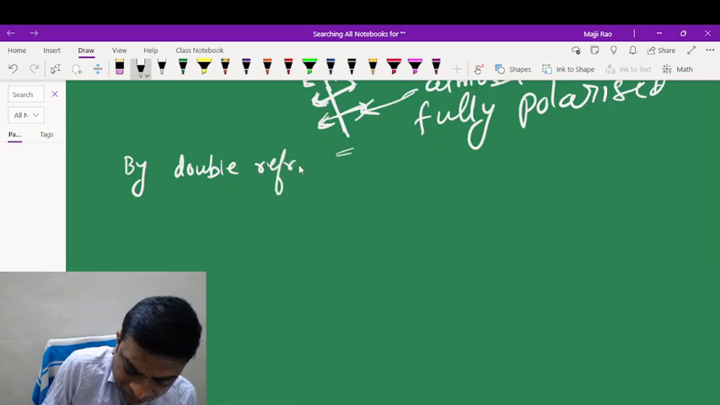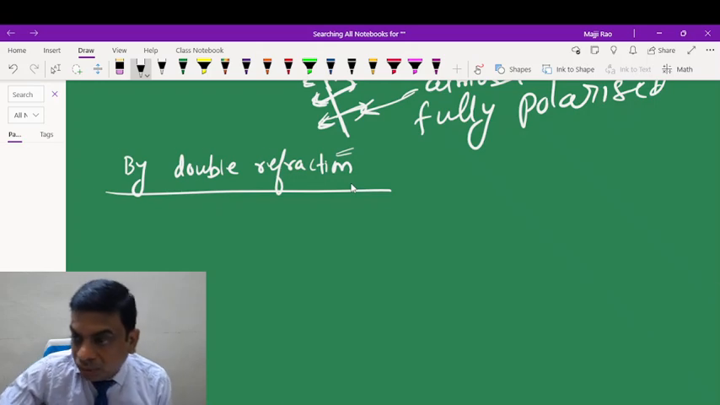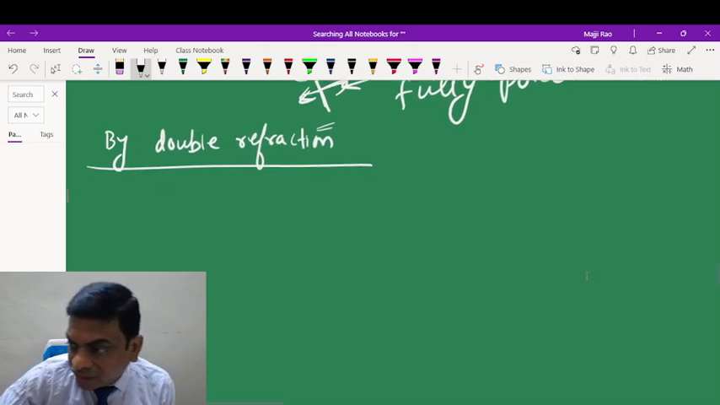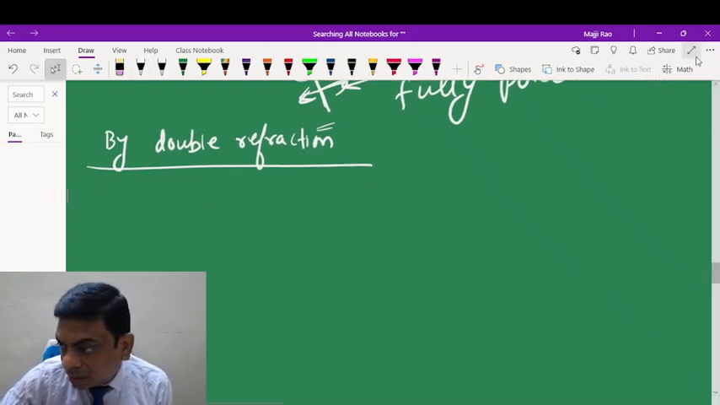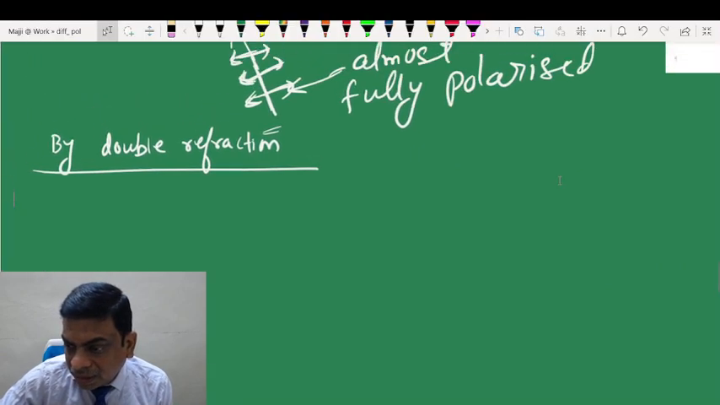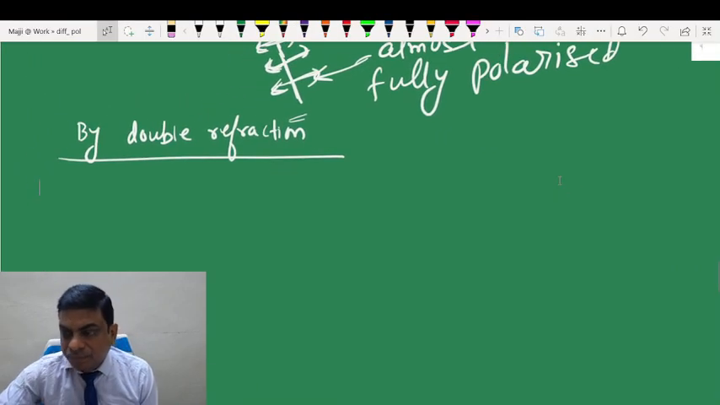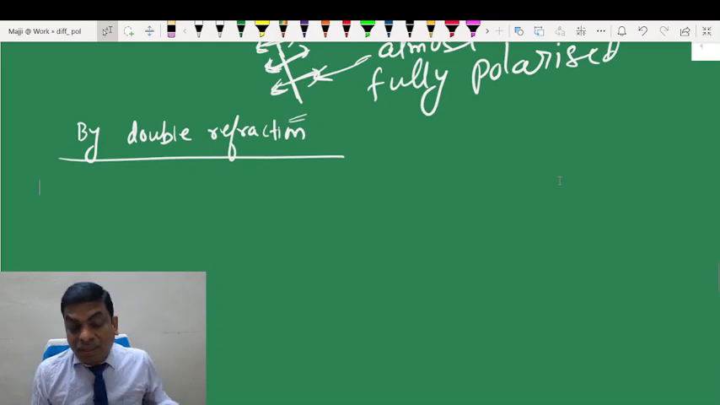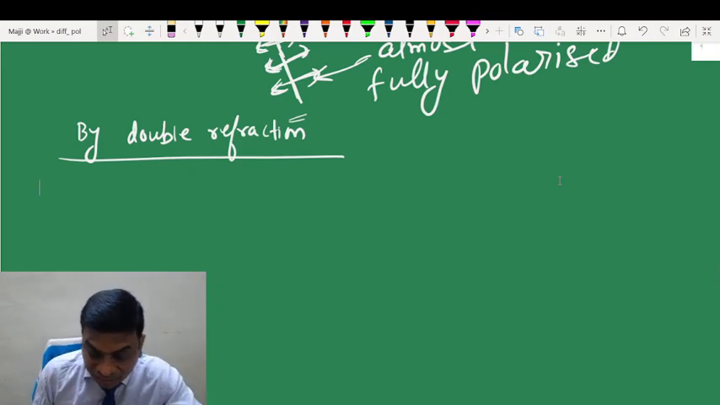Double refraction. So here the term double refraction is used in certain cases. It has been found that certain crystals exhibit double refraction. What is the meaning of double refraction?